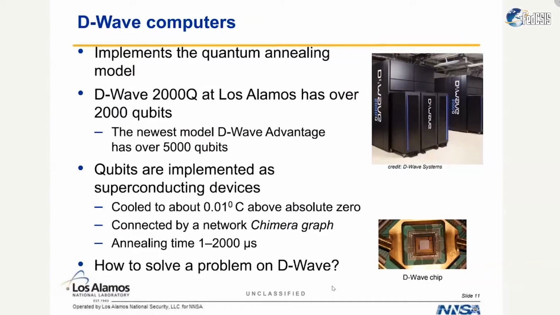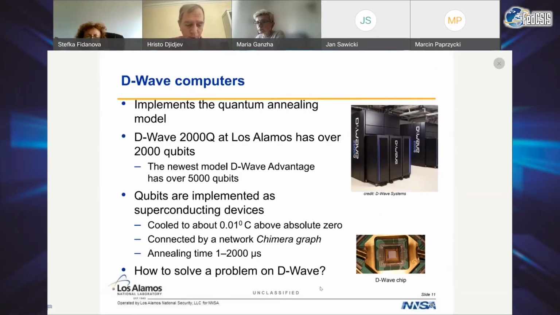So there's several generations already of D-Wave computers. The D-Wave 2000Q computer, it's available in Los Alamos, still available. It has 2000 qubits. And the newest model, it's only available at D-Wave headquarters, and it has 5,000 qubits. So those qubits are implemented as superconducting devices.